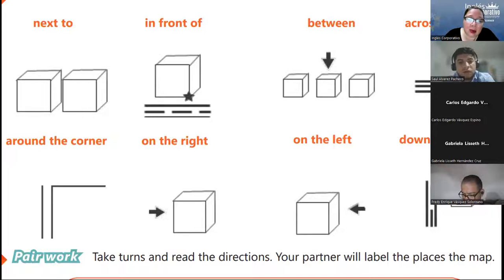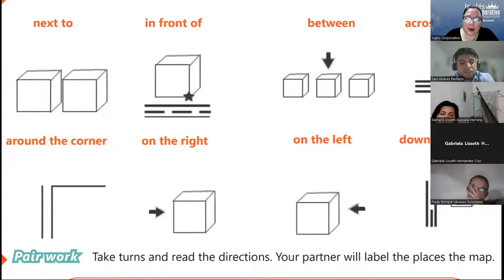This is across the street. Across the street. También este se podría decir opposite. Si están las dos caras acá, ¿verdad? Y luego la calle en medio, yo puedo decir opposite. Luego tenemos around the corner. Miren, around the corner. Pero también tengo at the corner y tengo on the corner.